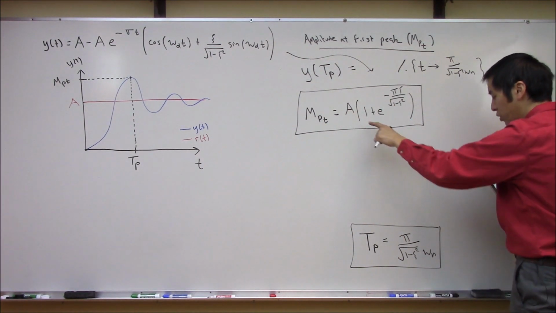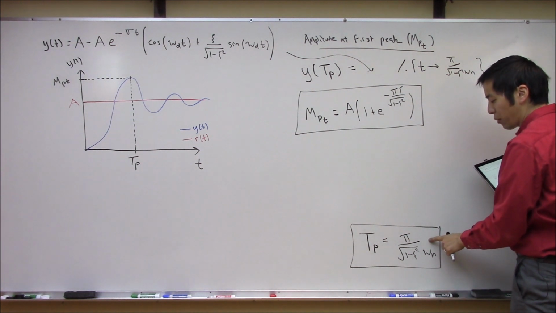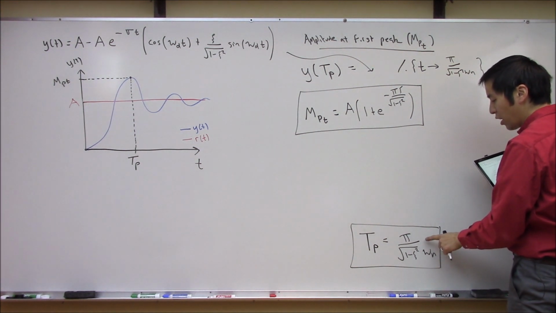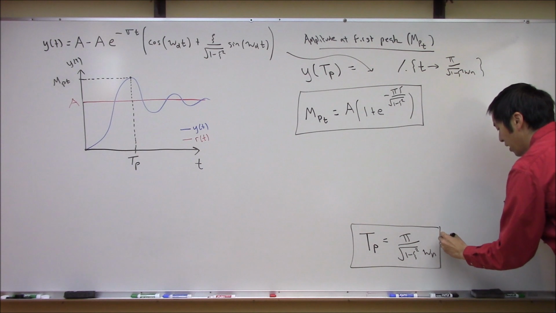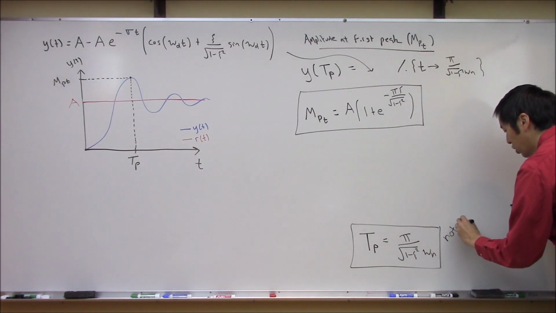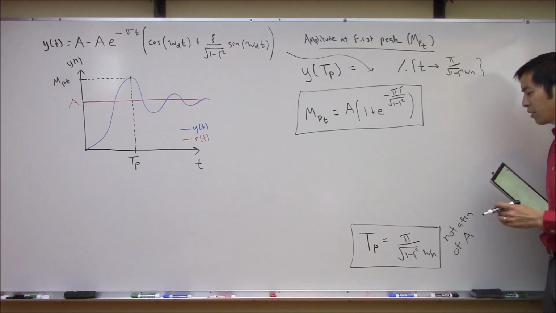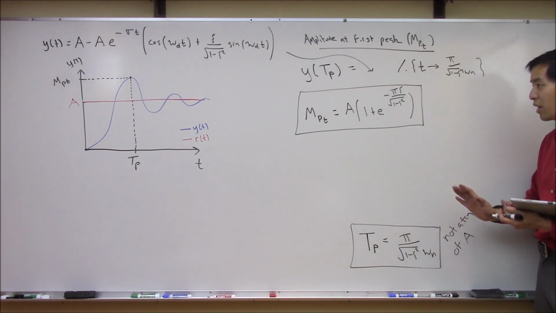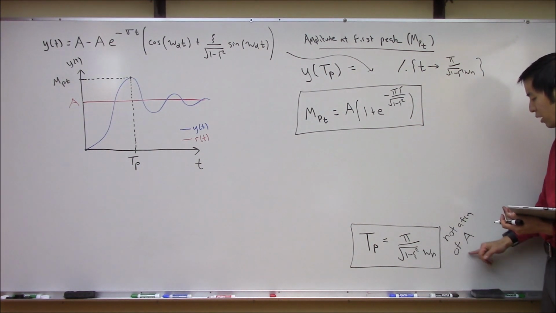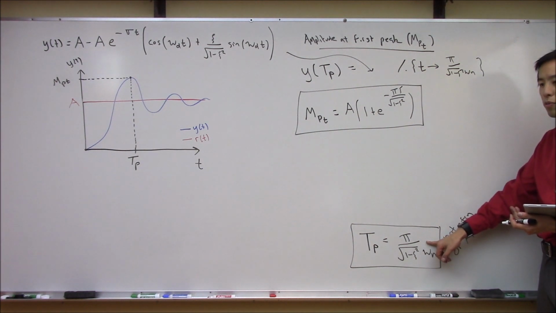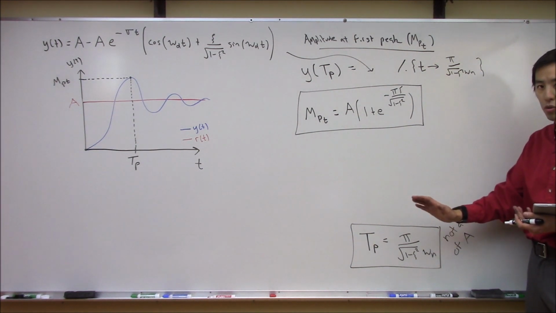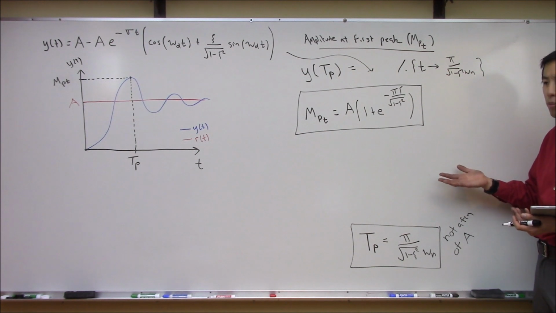Maybe what's interesting is we should have noticed this when we looked at the time to first peak. Notice that the time to the first peak is not a function of A. So in other words, it doesn't matter if you hit this thing with 1 newton of force, it will take the same amount of time to reach the first peak as if you hit it with 1,000,000 newtons of force, or whatever the input is.